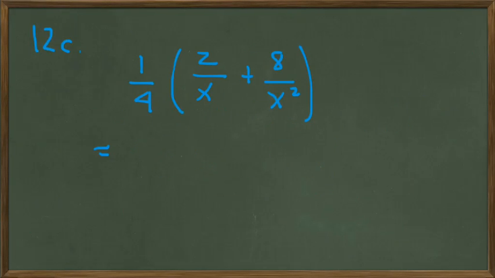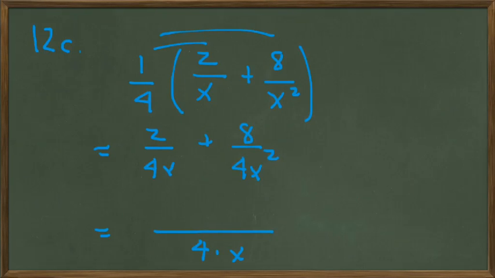So we're distributing the 1/4 across these two terms. That gives us 2 over 4x plus 8 over 4x squared. The least common denominator, remember, is the product of each of the distinct factors, which are 4 and x, raised to the highest power each occurs in any one denominator. The 4 occurs only to the first. The x occurs to the second in the second factor.